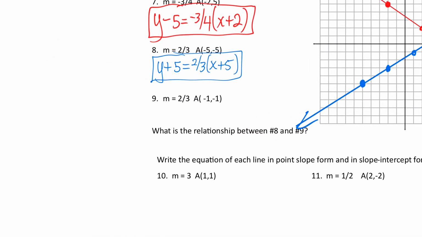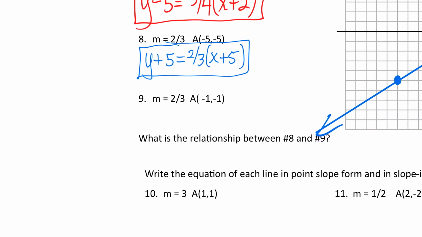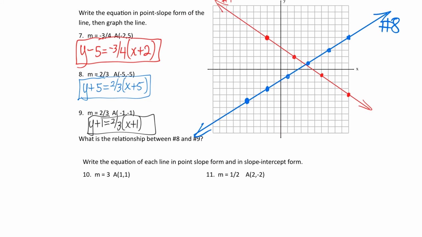And then for number 9, what's that one going to look like in point slope? y plus 1 equals 2/3 (x plus 1). Okay, thank you, sir. That's good. So a point is at (-1, -1), same slope of up 2, right 3, and so on, like that.